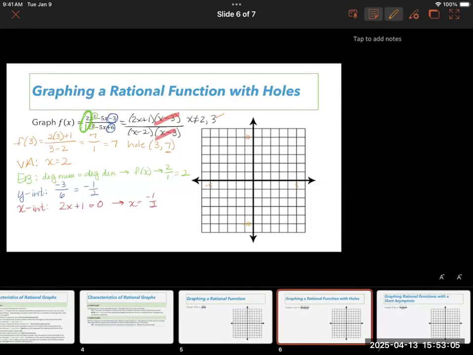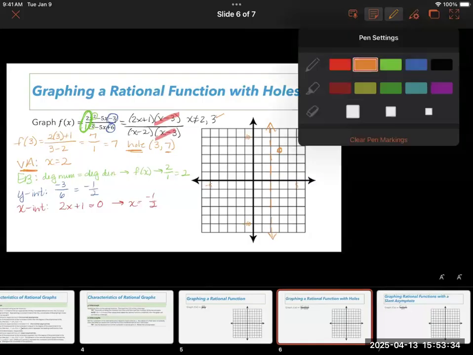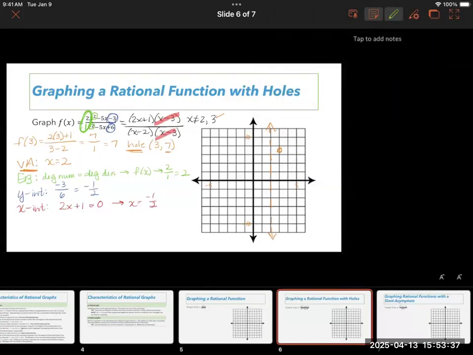All right, so I have a hole at 3, 7. So 1, 2, 3, 2, 4, 6, 7. That hole is going to be right there, and I'm going to draw an open circle for that point. I also have a vertical asymptote at x equals 2. So I draw my dotted line here at x equals 2. My end behavior says that I'm going to have a dotted line here at f of x equals 2. Remember, I have a scale of 2, so my 2 is just one box up.